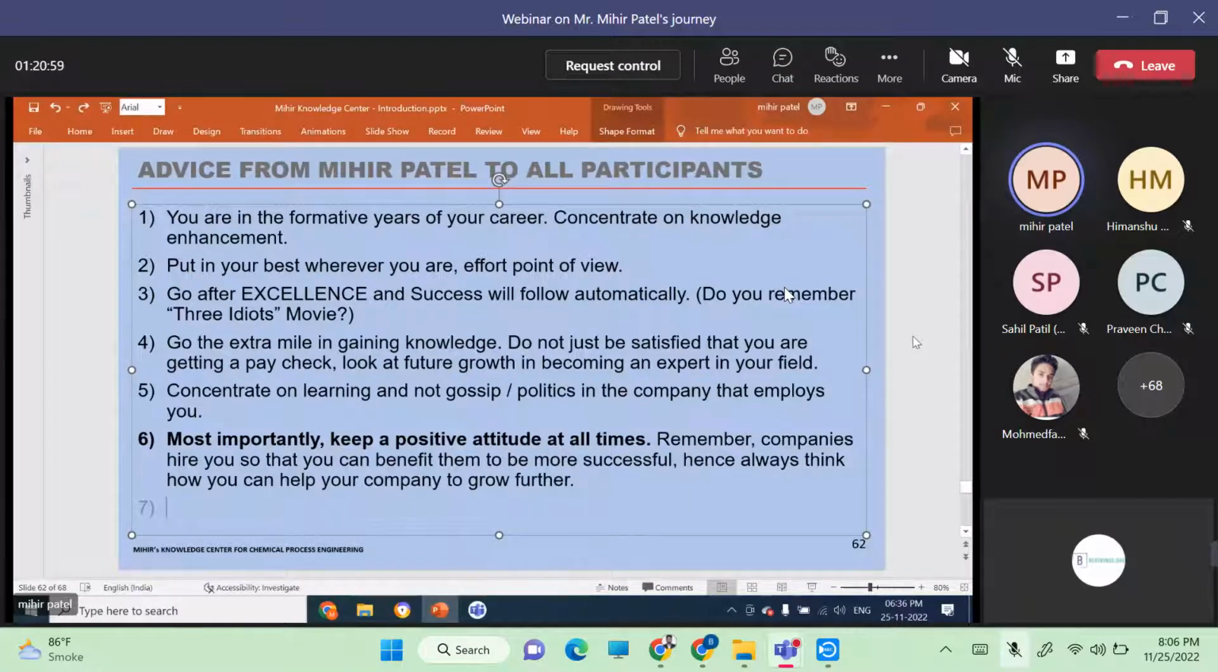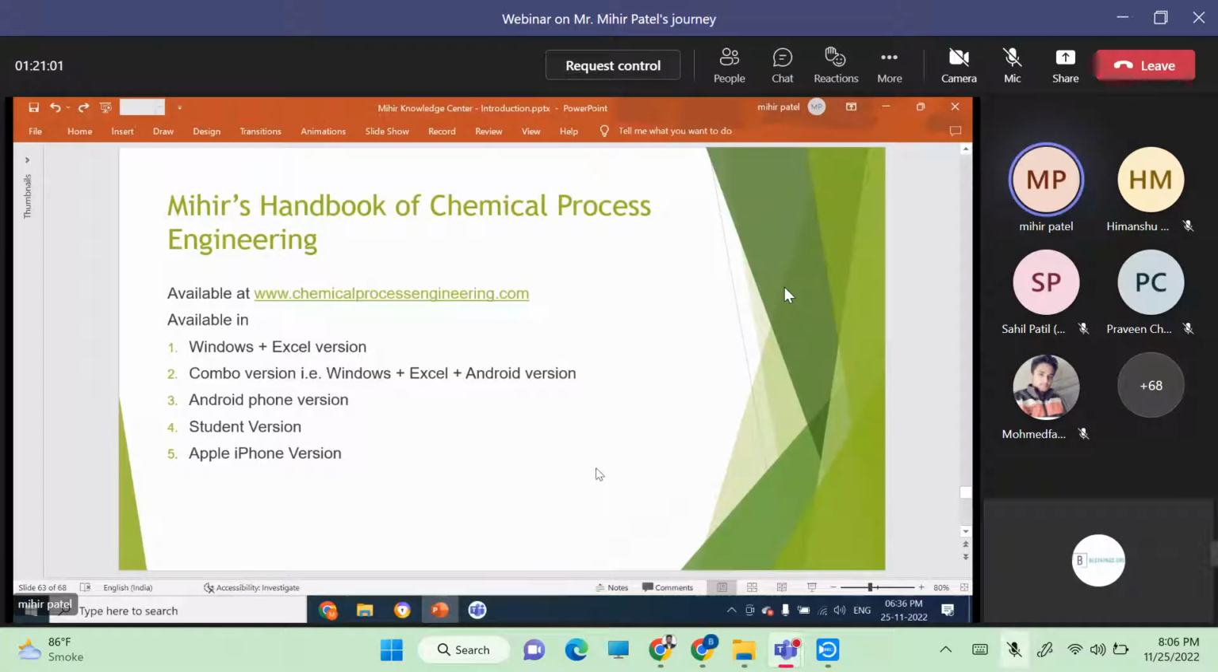Now here I'll just briefly spend 2 minutes on MIHIR's Handbook of Chemical Process Engineering. It is available at this website. It is available in these many versions, as you can see. Android app also is there. In fact, I have that on my phone also. It's quite useful. The student version we have introduced recently. So you can visit this website.